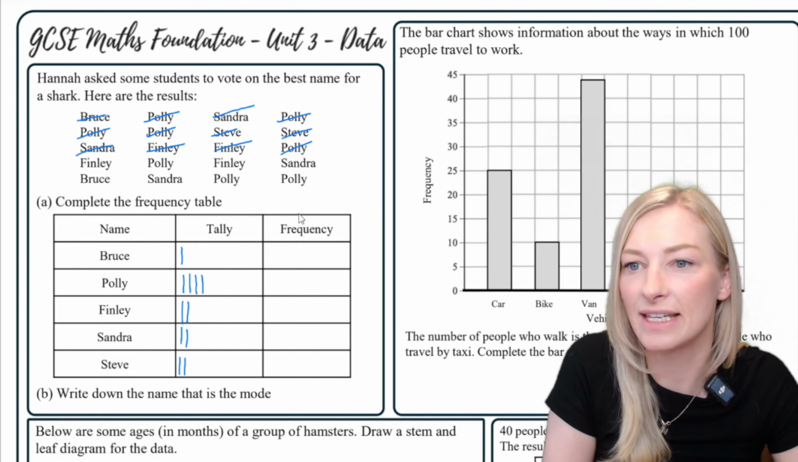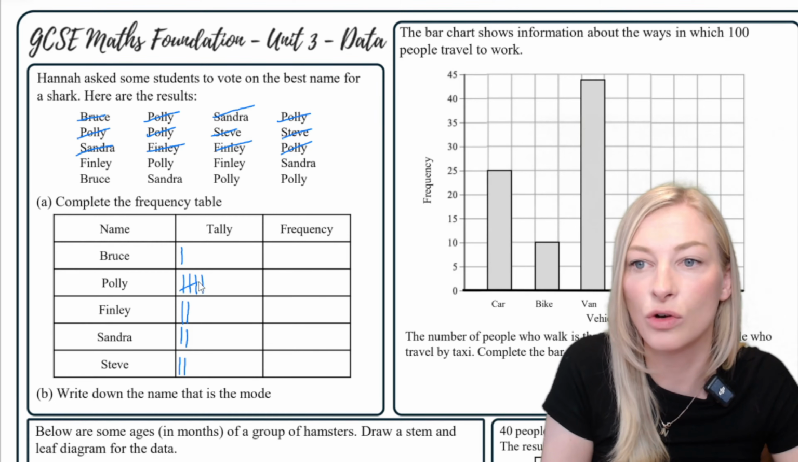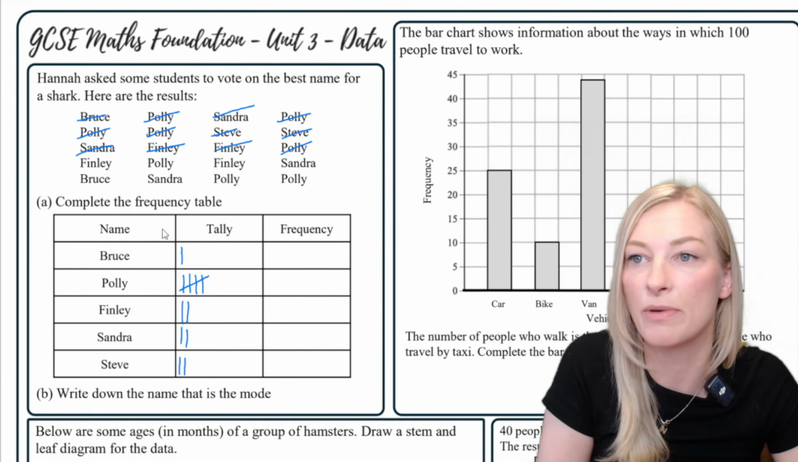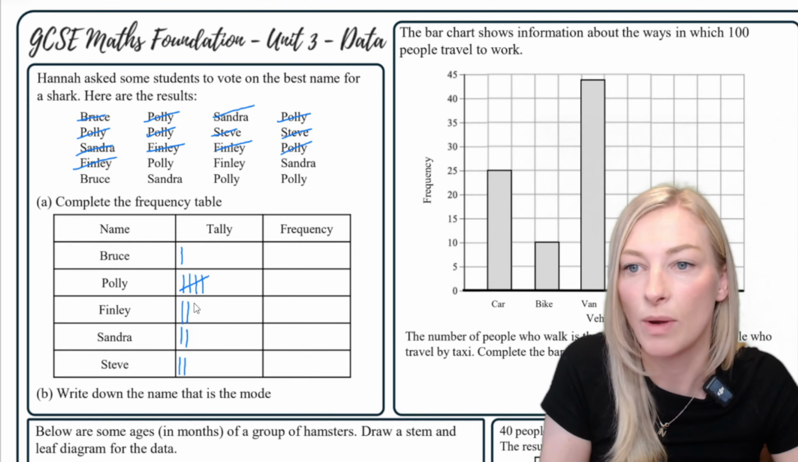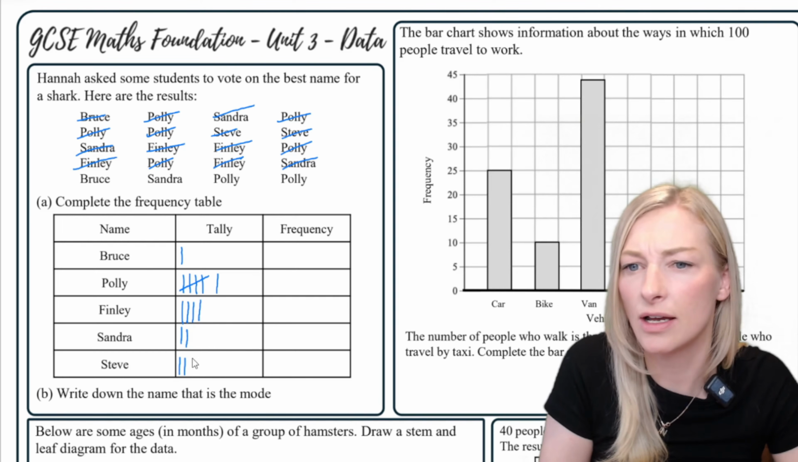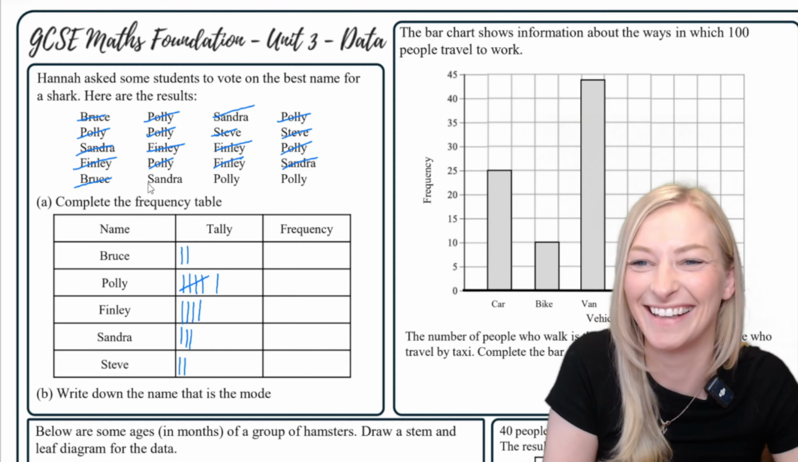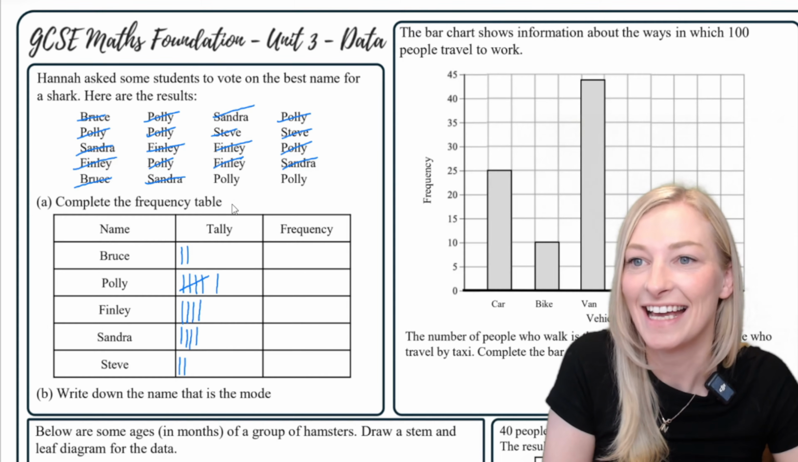And I'm just filling this out. When you get to 5, we're going to put a cross through that like that. So that's like a group of 5. Just makes it easier to count when we get to the end. Finley, Polly, Finley, Sandra, Bruce, Sandra, and Polly and Polly.